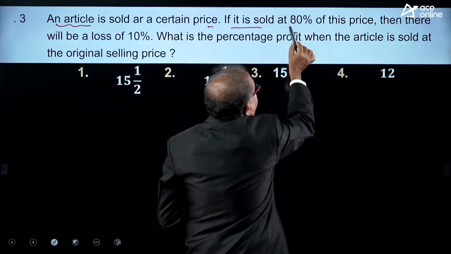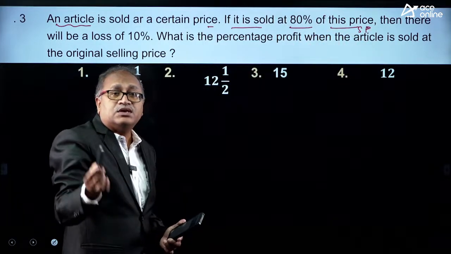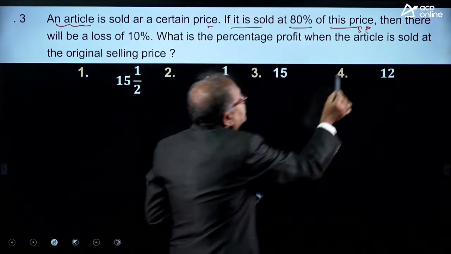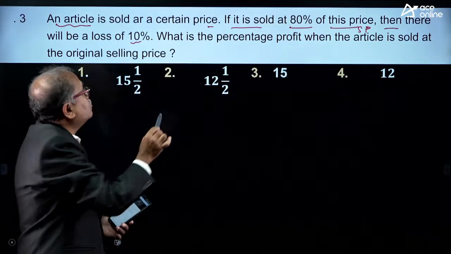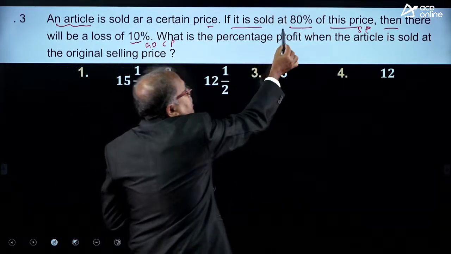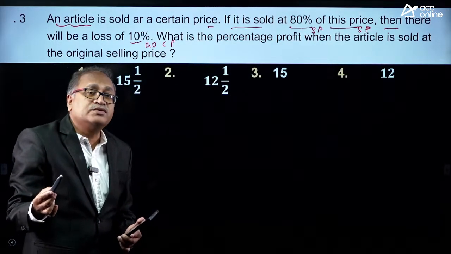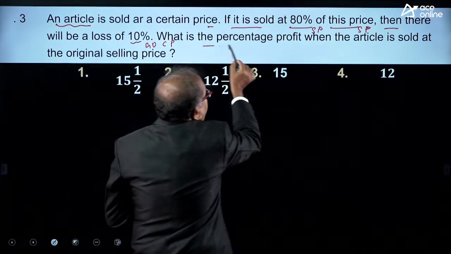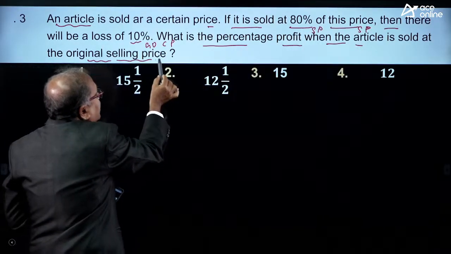Okay. If it is sold at 80% of this price, that means 80% of the selling price, then there will be a loss of 10%. That means that will be equal to 90% of the cost price. That means I am getting one equation: 80% of the selling price will be equal to 90% of the cost price. By using this equation, I will get the ratio of selling price to cost price. What is the percentage profit when the article is sold at the original selling price?